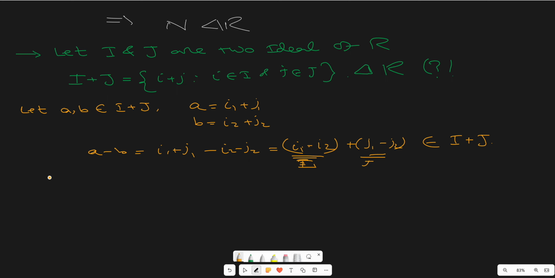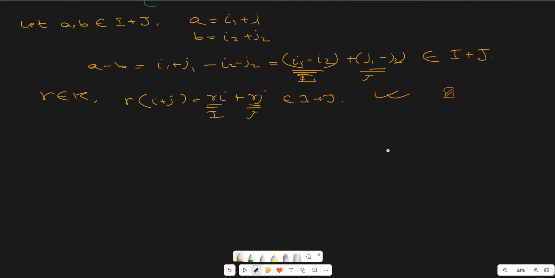And also let r be an element of the ring R. So r times (i plus j) will be ri plus rj. So ri is a member of I and rj is a member of J. This implies that this is a member of I plus J. So it's very easy to prove. Okay, so I plus J is an ideal.